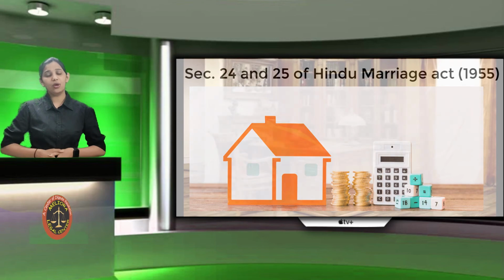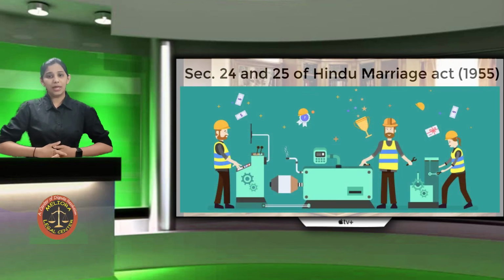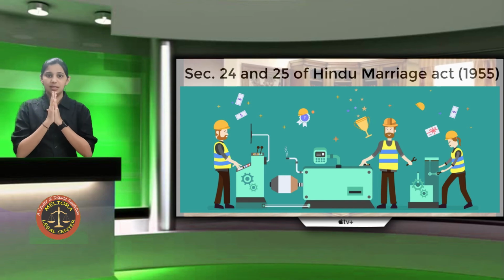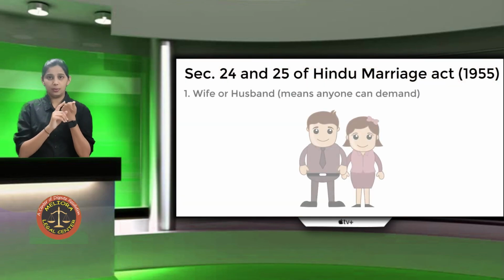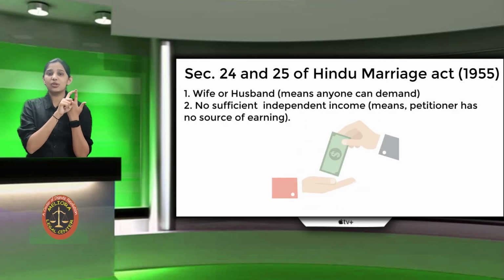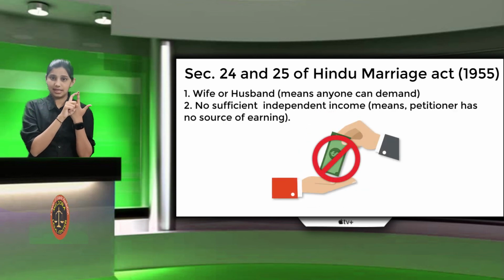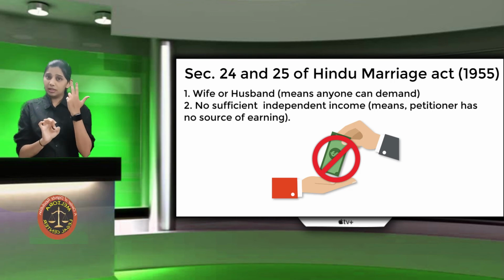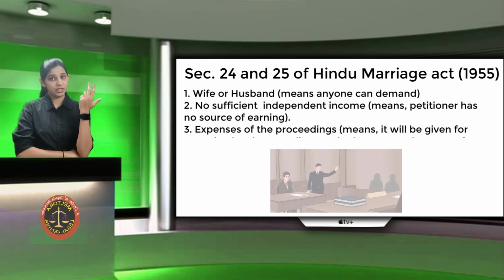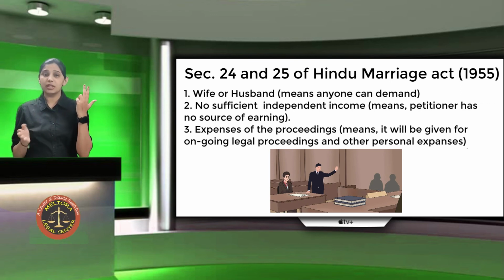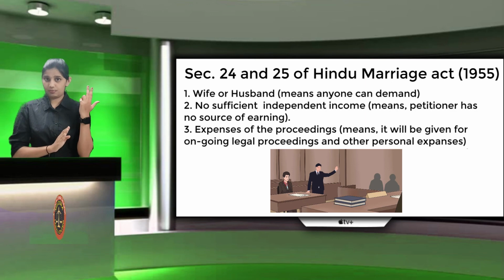Section 24 talks about maintenance pendente lite with the following points. See, first is wife or the husband, means anyone can demand. Second comes no sufficient independent income. As I said, it means the petitioner has no source of earning. Third comes expenses of the proceeding, means it will be given for ongoing legal proceedings and other personal expenses.